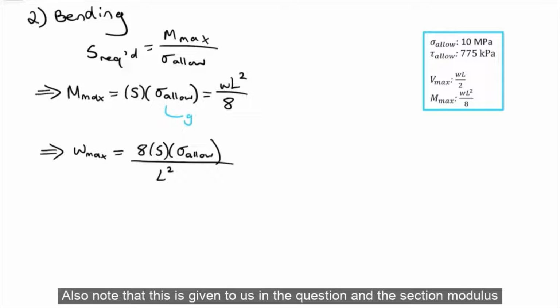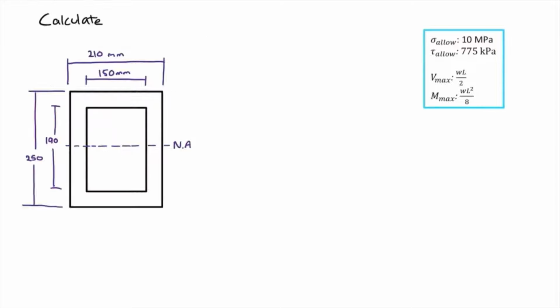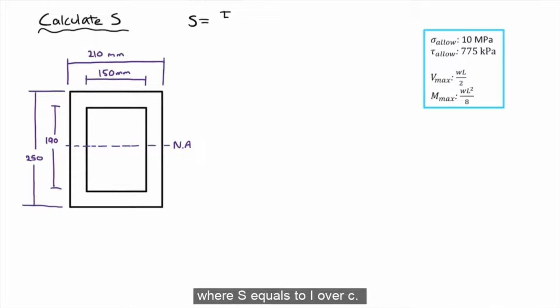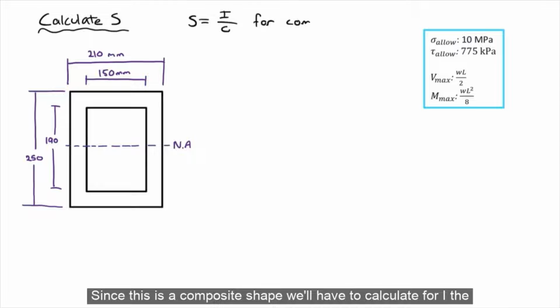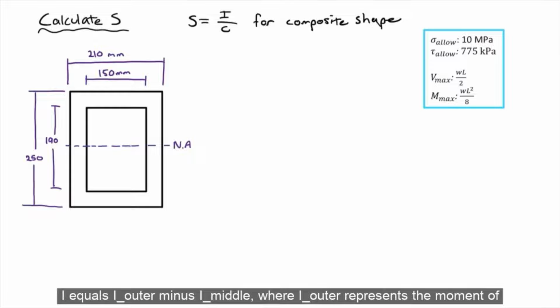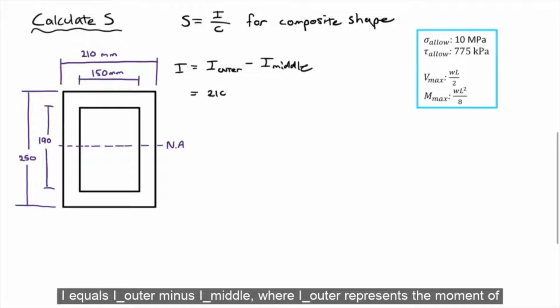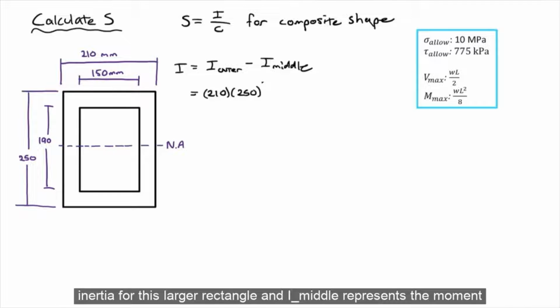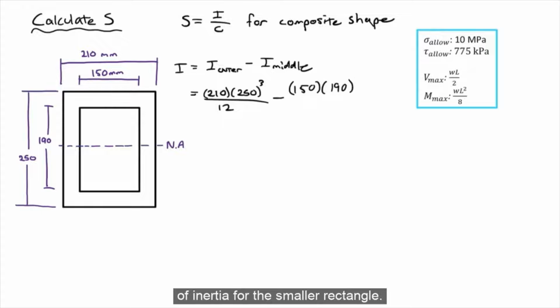Also note that the allowable stress is given to us in the question, and this section modulus can be solved with the section properties, which were also given in the question, where S equals I over C. Since this is a composite shape, we'll have to calculate I, the moment of inertia, using this equation: I equals I outer minus I middle, where I outer represents the moment of inertia for this larger rectangle, and I middle represents the moment of inertia for the smaller rectangle.